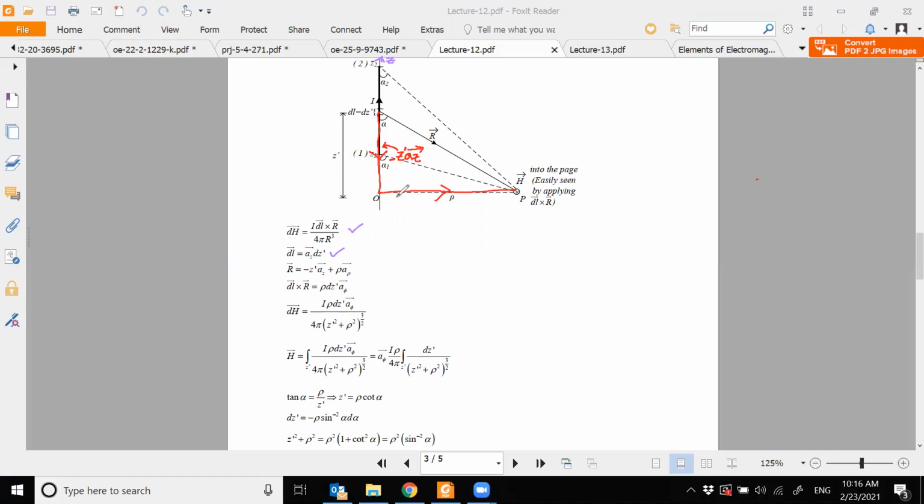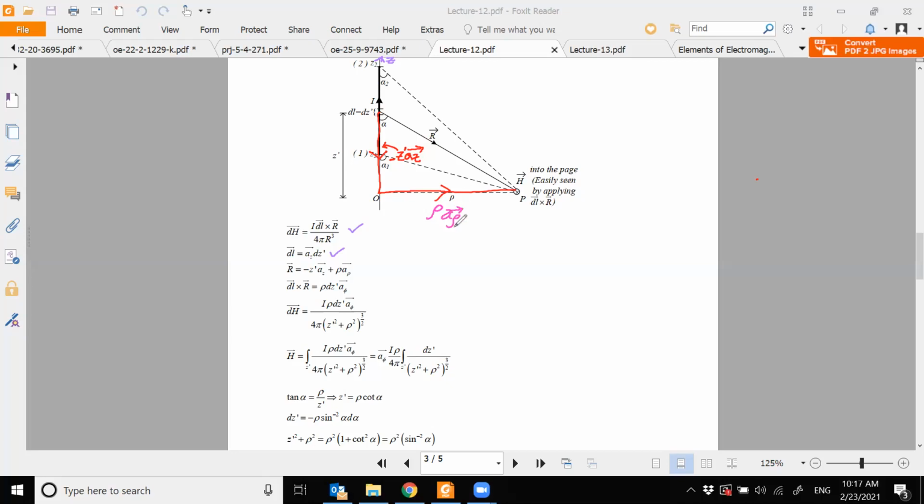Yes, Victor. What is this vector? It is in the rho axis. So what will be the component? It will be rho. And what will be the unit vector? Yes, Victor, a rho. So it is a rho.